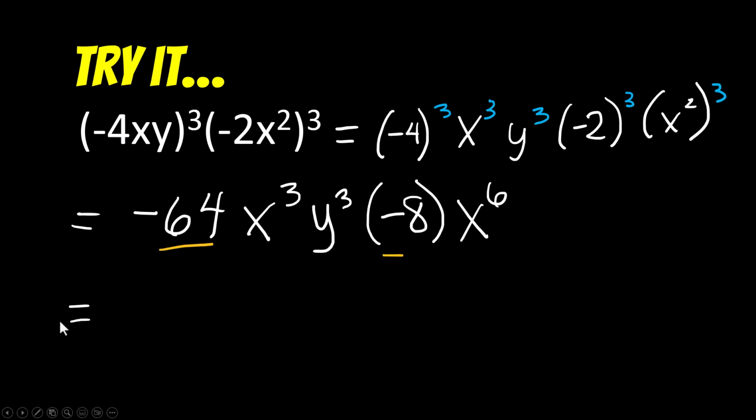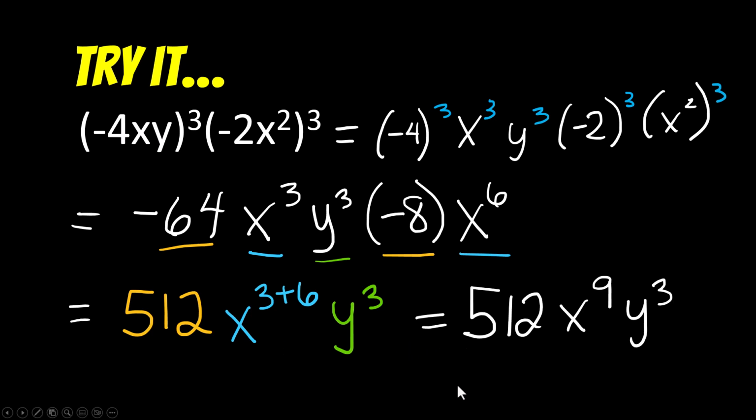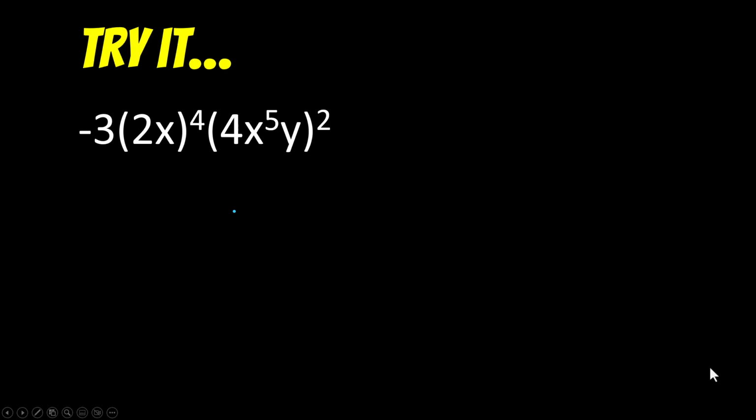-64 times -8 is going to be 512. Then we do the x's. We're going to be adding those together. And the y is by itself. Finishing this out, we end up with 512, x to the 9th, y cubed. Okay, give this one a go.